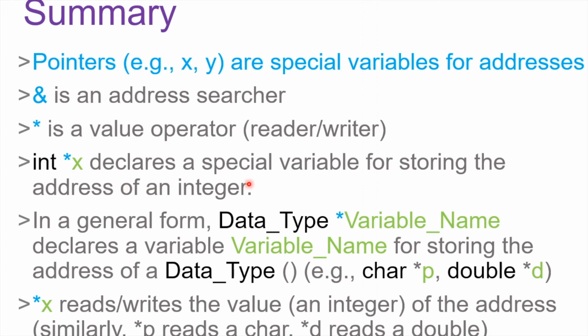This is an example. You can actually declare pointers for other types like float, double, char, and so on and so forth. In general form, it will be a data type, star, and pointer name. You can do it like this. And by using the address and the value reader, the star, you can read and write the value from a certain address.